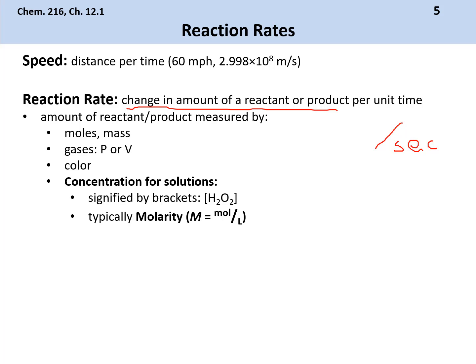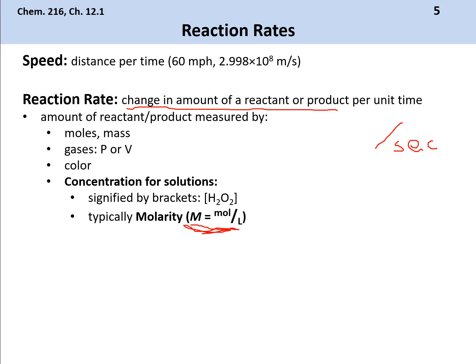But in this class, typically, we're going to use concentration. And we're going to use molarity, right? Remember, molarity is moles per liter, okay? And we can signify concentration by putting brackets, okay? So this means the concentration of H2O2. All right, so if you forget about this, go back to 215, look at your old notes, make sure you understand, because the rest of the quarter we're going to be dealing with molarity a lot.